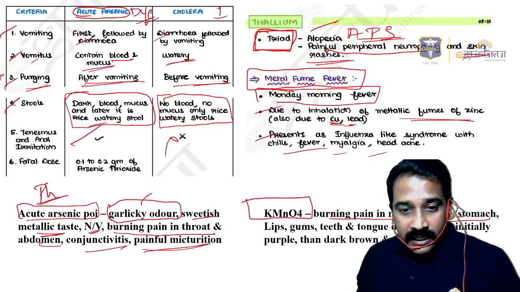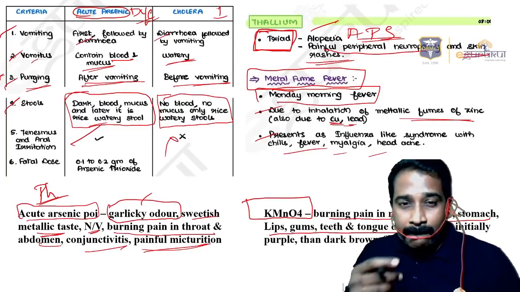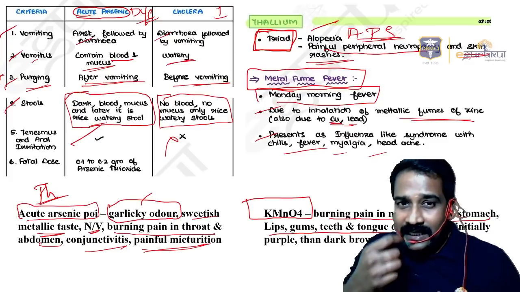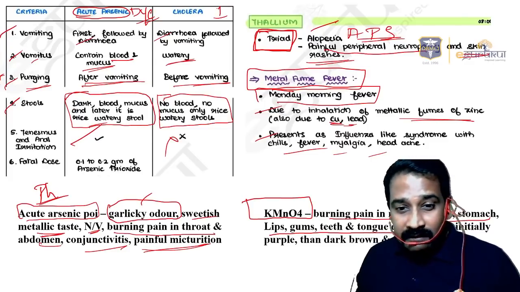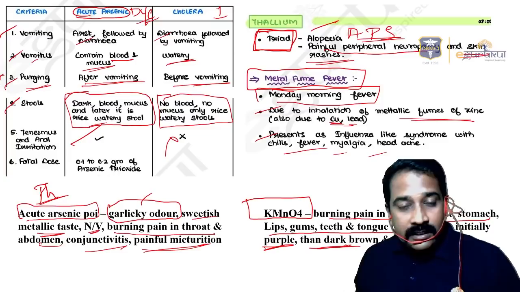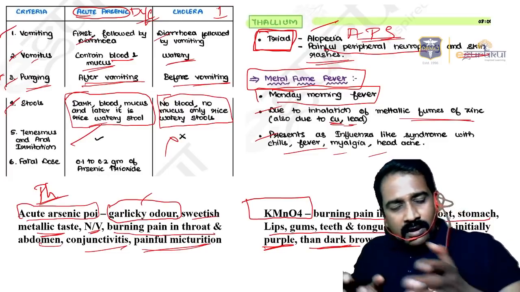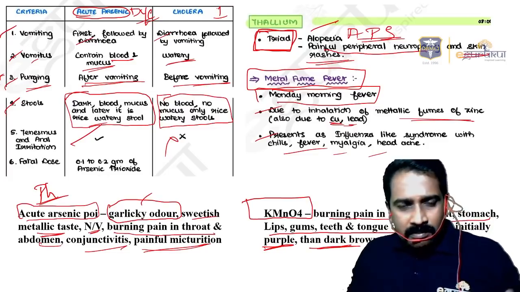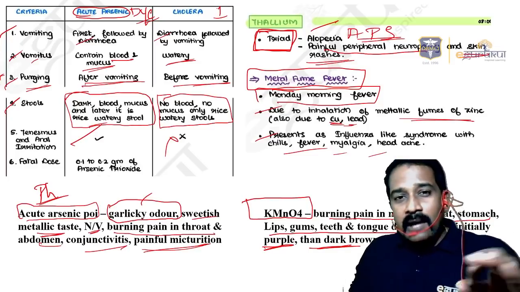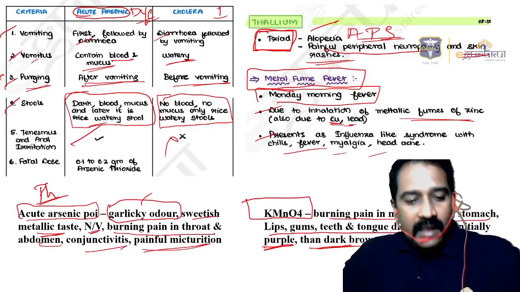But the clinching point in KMnO4 is that the lips, gums, teeth and tongue are discolored. Which coloration? Initially they are purple, then they turn dark brown, and finally jet black or coal black. This would have been a clinching point towards KMnO4, whereas this is definitely arsenic.